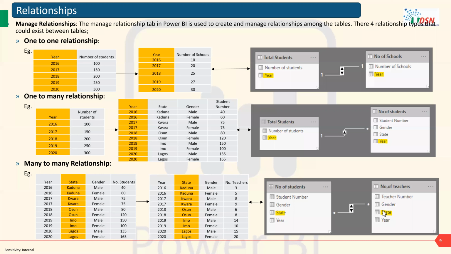The last one is many-to-one, which is just the inverse of one-to-many. But these are the 3 core ones. With many-to-many, you can see the same thing: 2016 double here, 2016 double here, 2017 double here, 2017 double here. That is what I want to explain. I'll stop sharing and go back to Power BI right now.